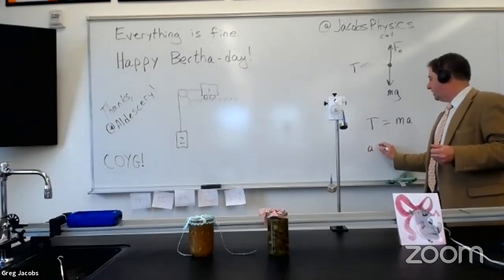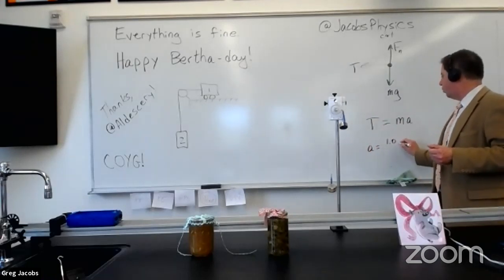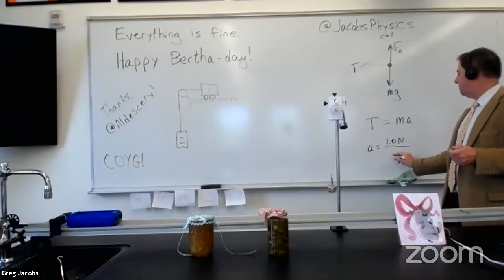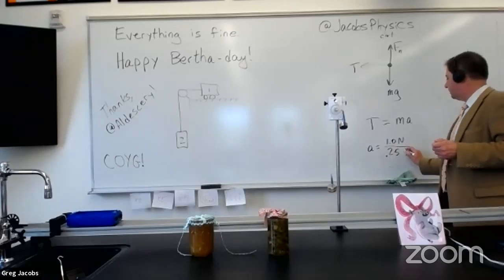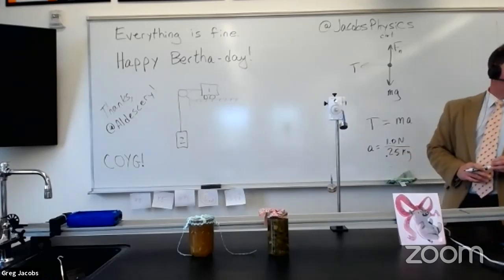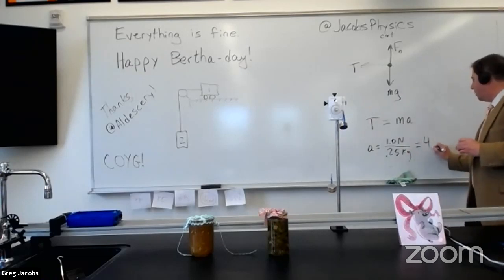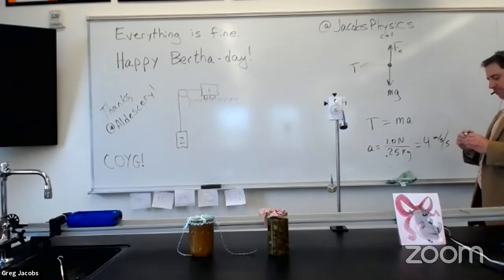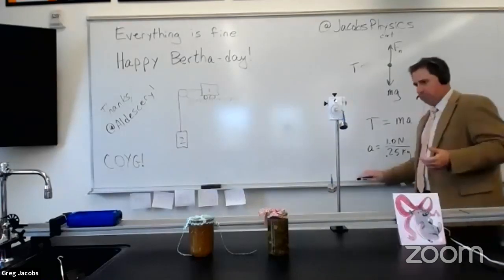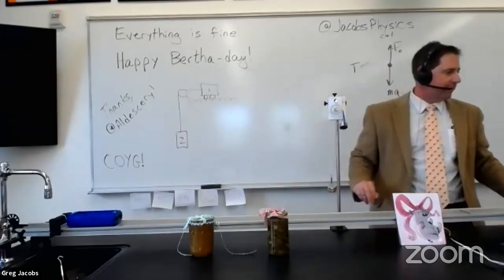The acceleration then is the tension in the rope, which I said was 1.0 newtons, divided by the mass of the cart, which is 250 grams, so 0.25 kilograms. And if you divide that out, you get 4 meters per second per second. Let's check that out. That's hopefully correct.